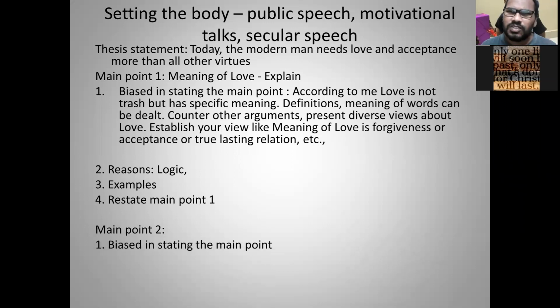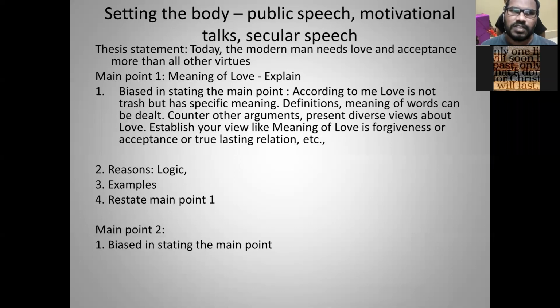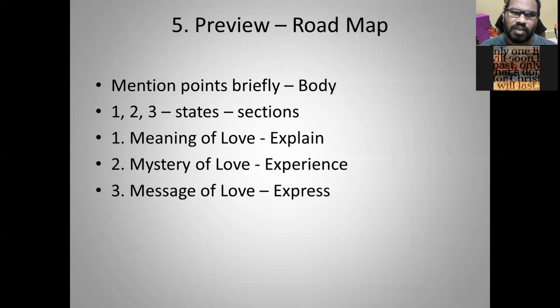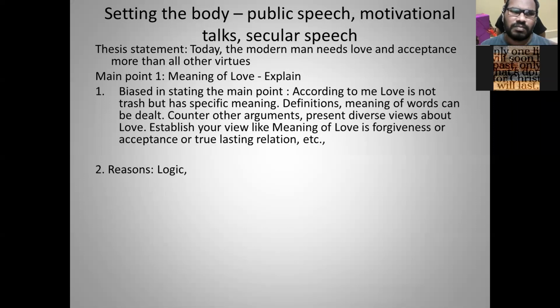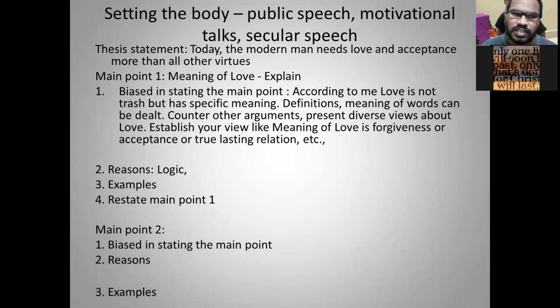Chalo. And the second main point is, again, biased in stating the main point. Biased means you have to present your own point, present reasons, and give examples. And again, restate the second main point. And again, main point 3. What is main point 3? We have seen these things: meaning of love, mystery of love, message of love. The second main point is the mystery of love. Love is a kind of mystery for all people. It is looking like a myth and mystery, but for me love is not so mysterious. This is my point. And I have to present reasons and examples, and restate the main point like that.